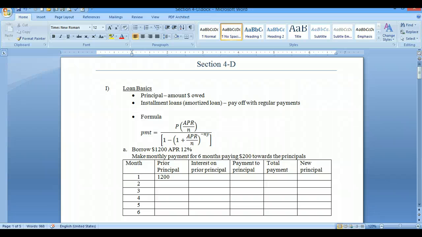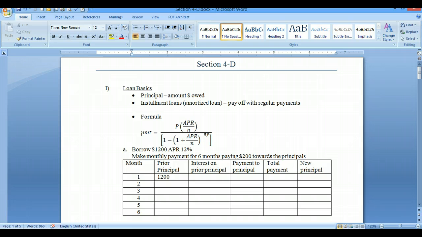Section 4D moves us into loans. Roman numeral 1 is about loan basics. The definition of principal is the amount of money owed. Installment loans or amortized loans, also known as amortizations, are loans that you pay off with regular payments.